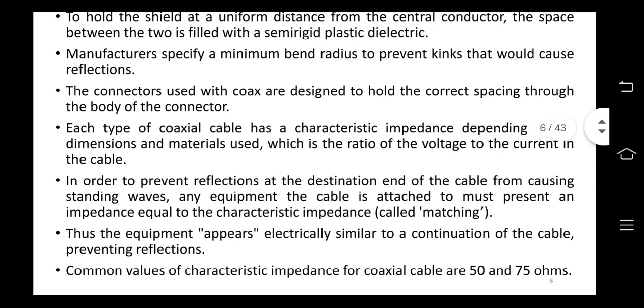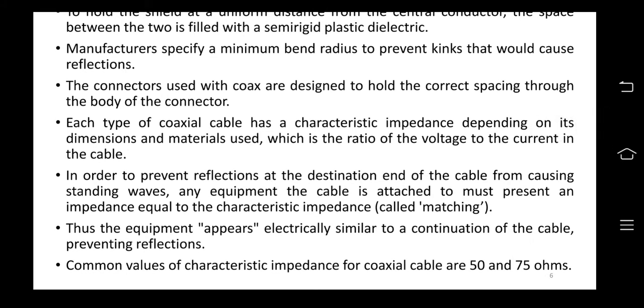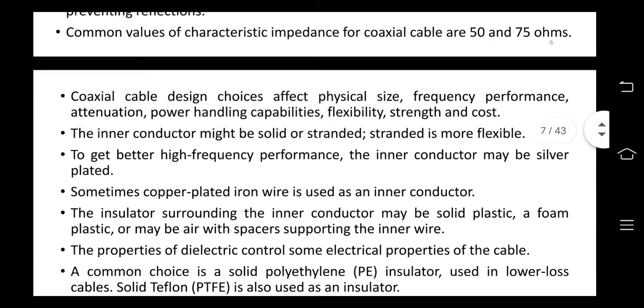In order to prevent reflections at the destination end of the cable from causing standing waves, any equipment the cable is attached to must present an impedance equal to the characteristic impedance, called matching. Thus, the equipment appears electrically similar to a continuation of the cable, preventing reflections. Common values of characteristic impedance for the coaxial cable are 50 and 75 ohms.